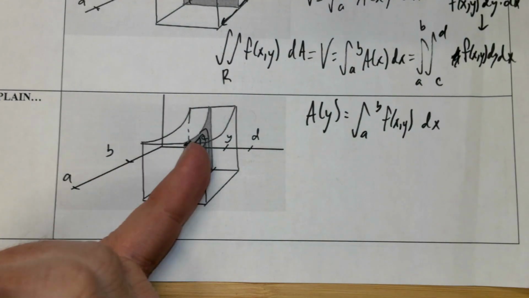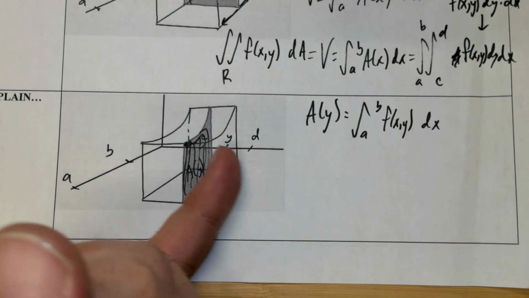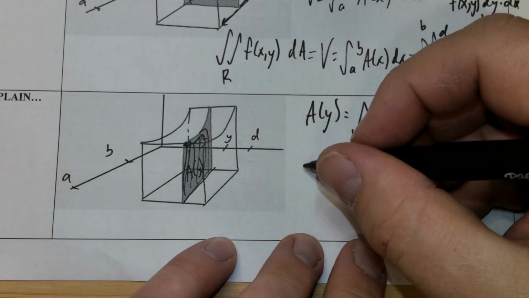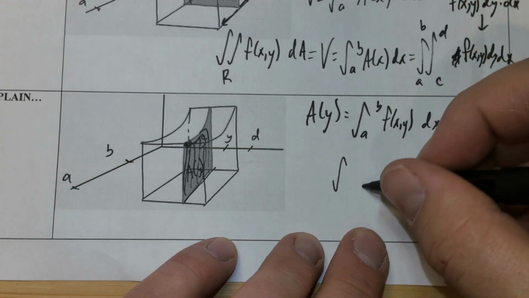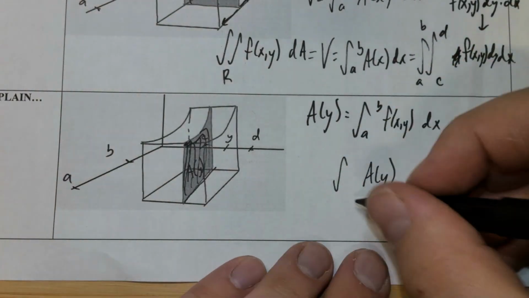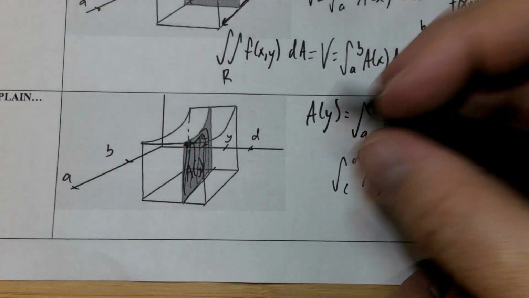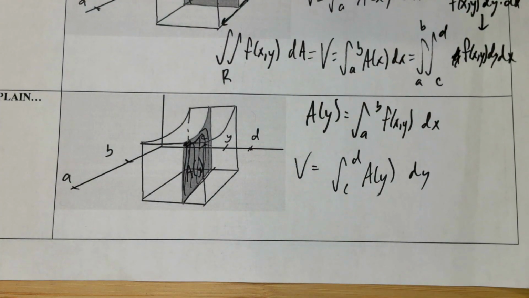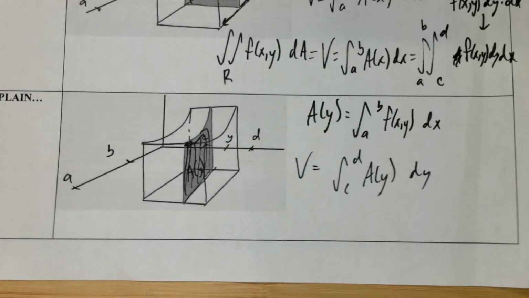Then I'm going to take this slice and move it across as it grows and shrinks, as my dimensions grow and shrink. I'm going to integrate A sub y from c to d, from left to right. And out is going to come the volume. As I add up area plus area plus area infinitely, I will get out a volume.